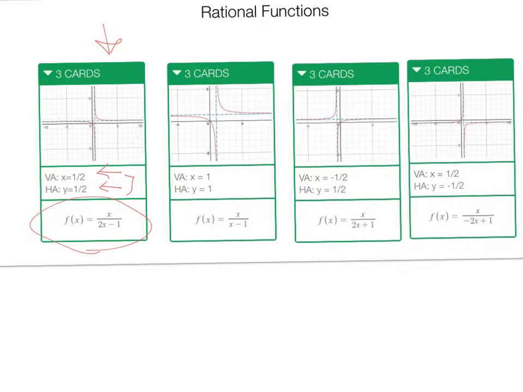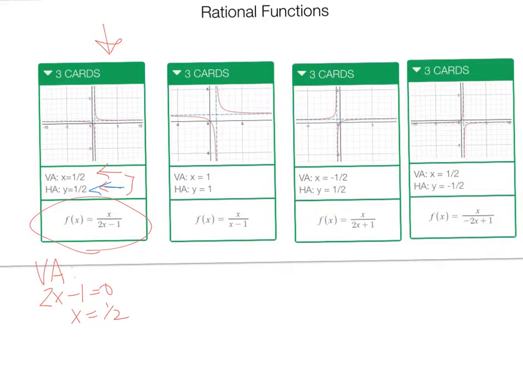Well, if you recall, we can find the vertical asymptote by setting the denominator to 0. So I'm going to set 2x minus 1 equal to 0. So then x equals 1 over 2. That is how you get the vertical asymptote. The horizontal asymptote, though, also 1/2 in this case, is a little bit different.